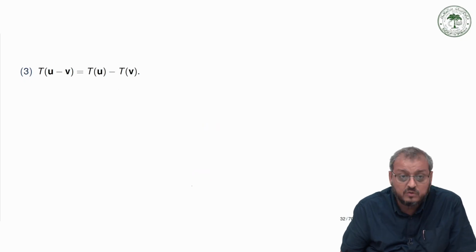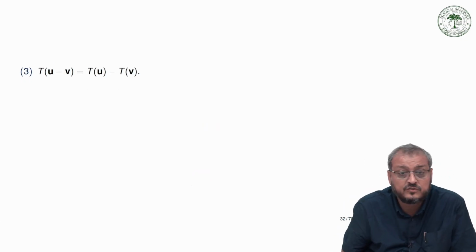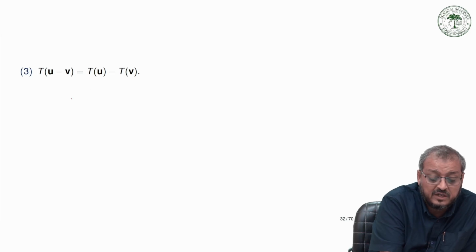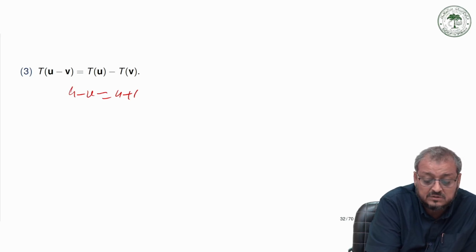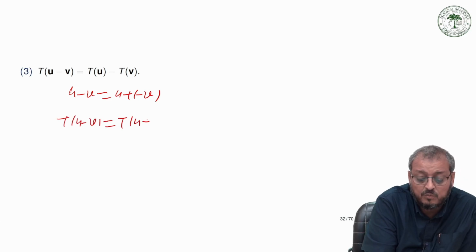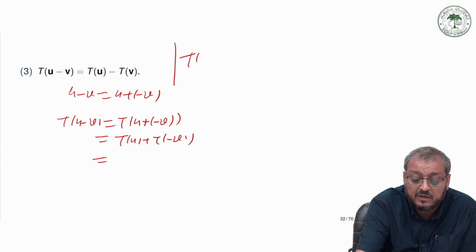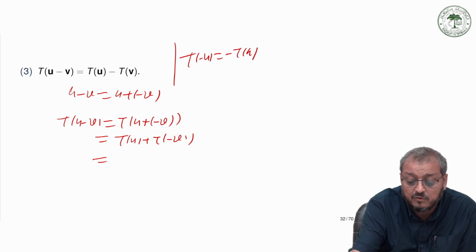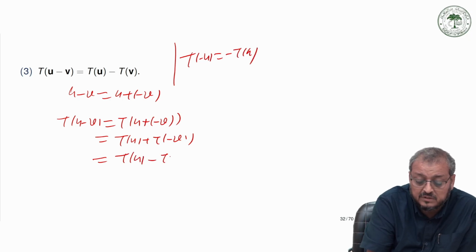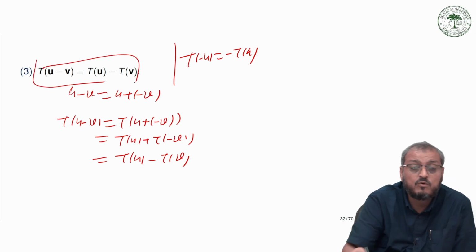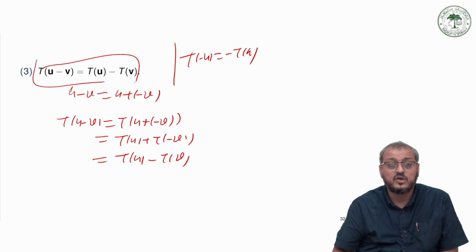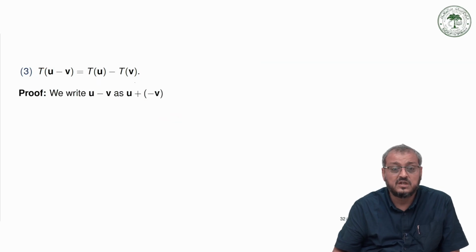Okay, so now we have to prove that T of U minus V is equal to T of U minus T of V. So we can just say that U minus V can be written as U plus minus V, and then T of U minus V can be written as T of U plus minus V, and then you know that T is linear, so this can be written as T of U plus T of minus V. And again we just proved that T of minus U is equal to minus times T of U. This can be written as T of U minus T of V. This completes the proof of this part also. So this is very trivial, we can just say that it is proved for this part also.